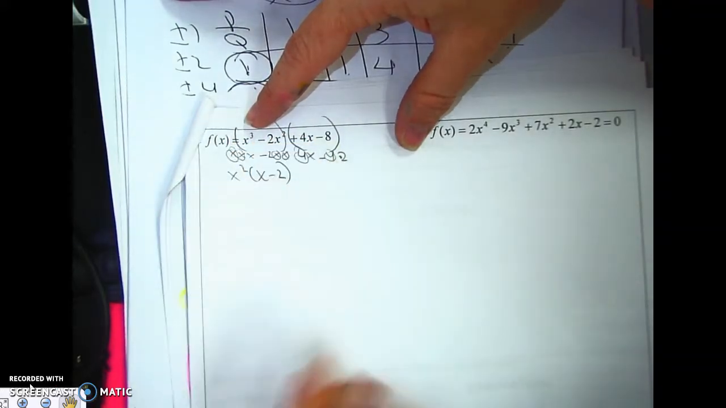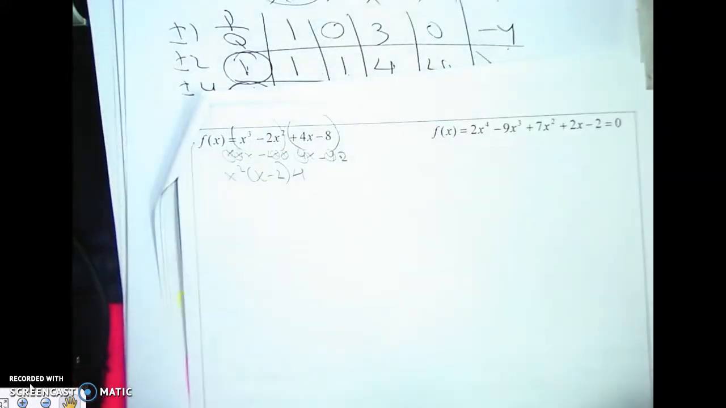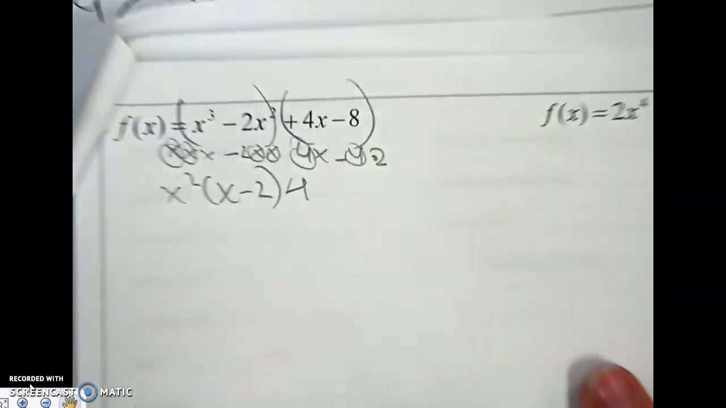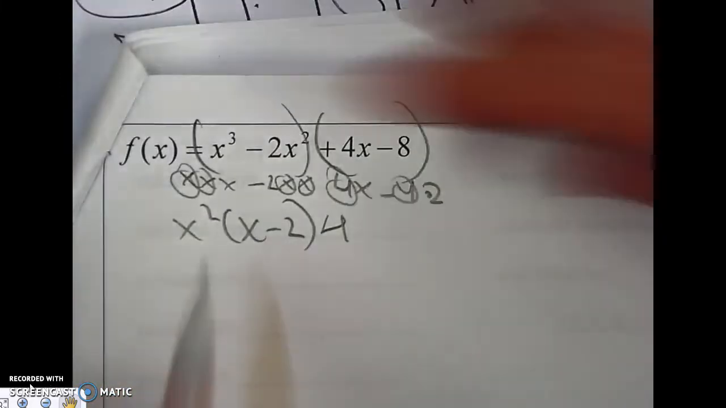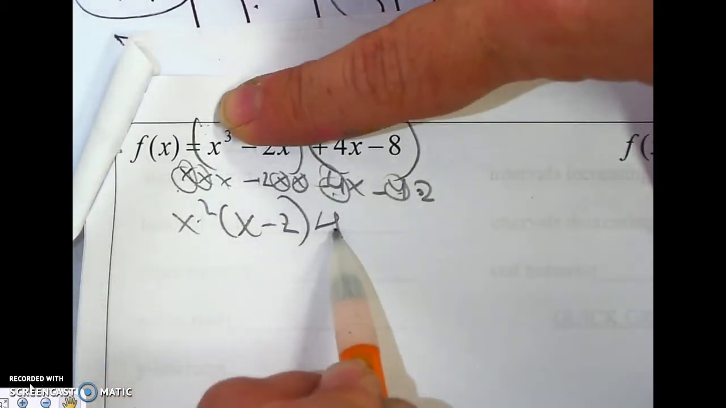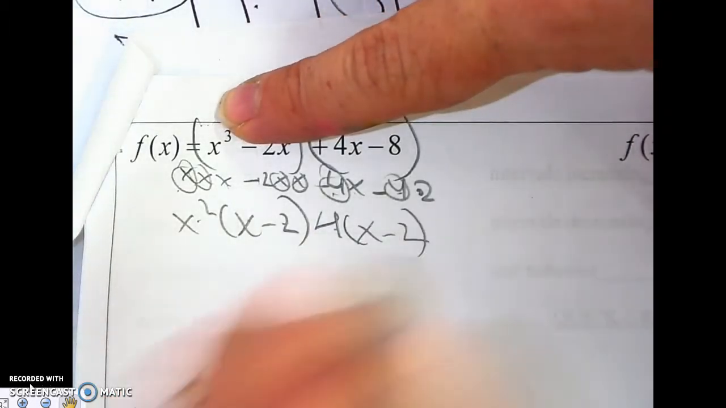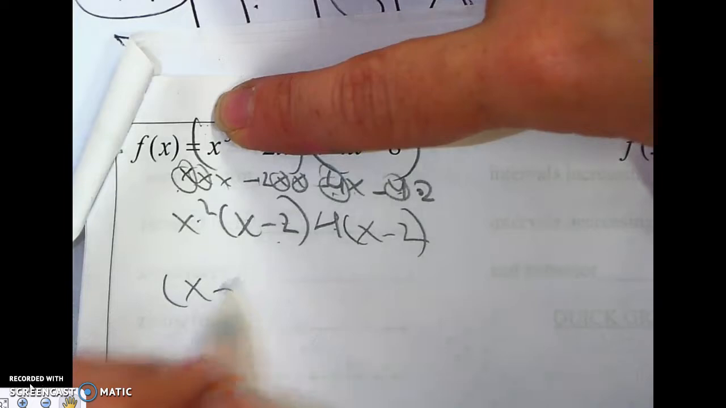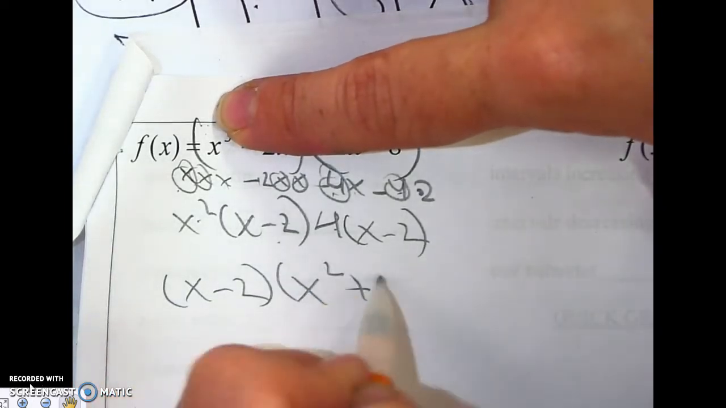Take out a 4. Sorry, let me make that a little bit bigger. So let me recap in case you didn't get it. They've had an x squared, and then I'm left with x minus 2. I took out a 4, and now I'm left with x minus 2. I see a match. I write what's left.